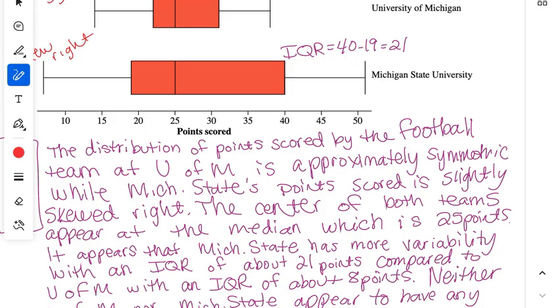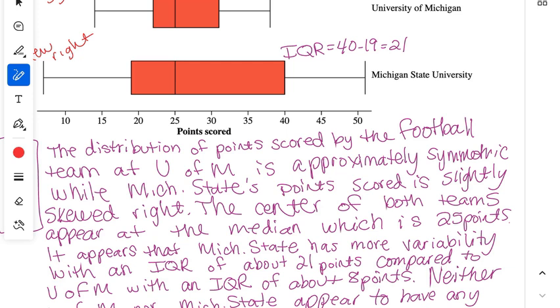So as long as you got each one of those things, write it in sentence form and use context. So this is what I wrote. Yours may be written a little different, and that's okay. The distribution of points scored by the football team of U of M is approximately symmetric, while Michigan State's points scored is slightly skewed right. You can write it in any way you want as long as you include context and then you answer the symmetric, skewed right. You do that. The center of both teams appears at the median, which is 25 points.